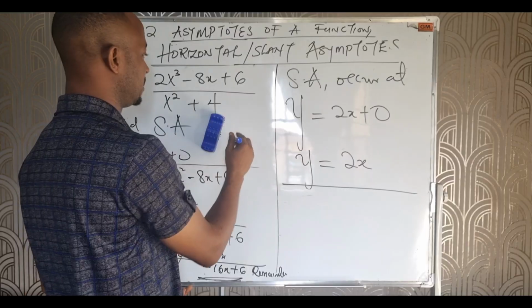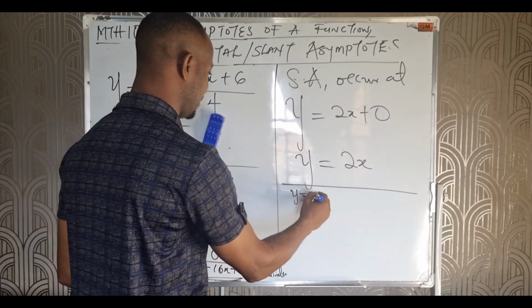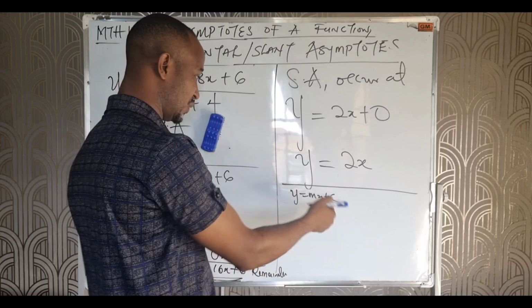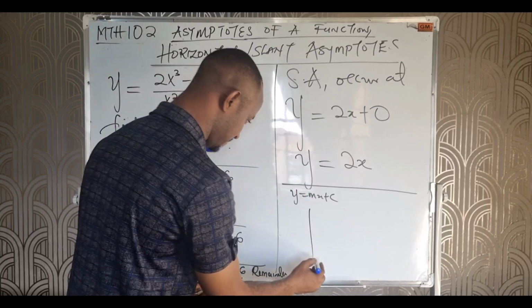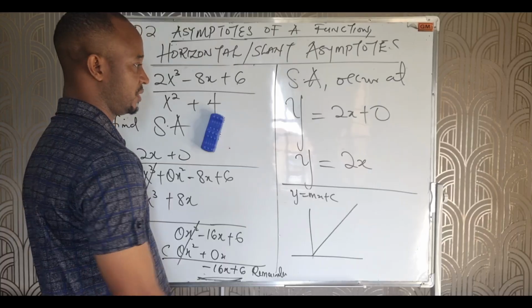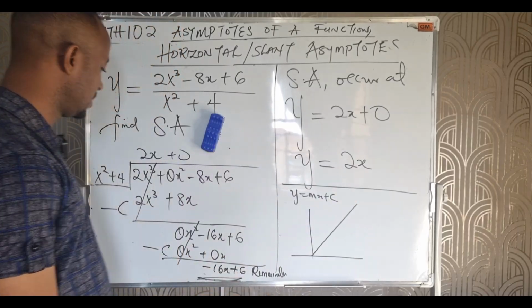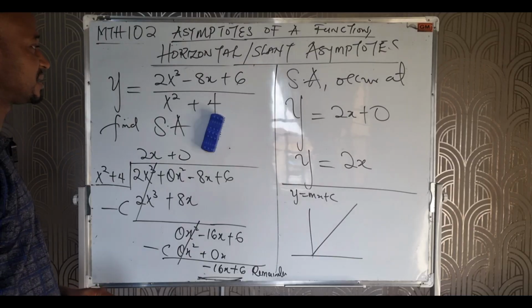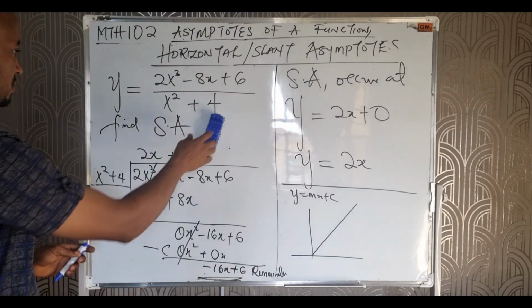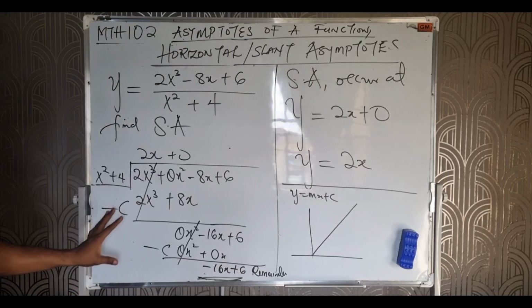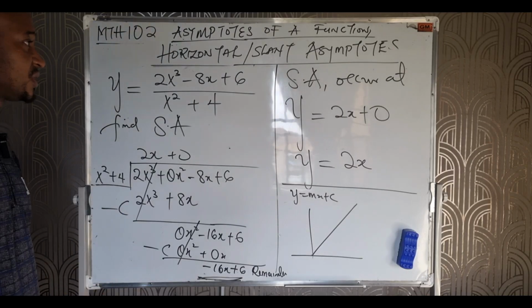In the general form, y equals mx plus c. When you compare this with this, that means there's no intercept. So this graph will start from the origin, because there's no intercept. Okay, so this is just how to find slant asymptotes. I want to believe that this part is very clear. If you have any question regarding this, please let me know in the comment section.